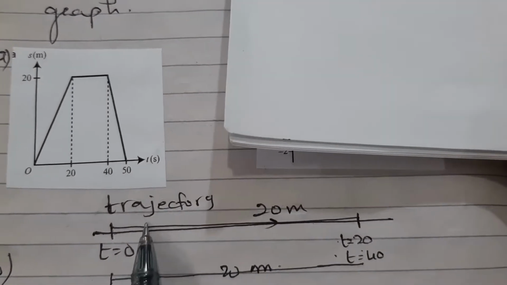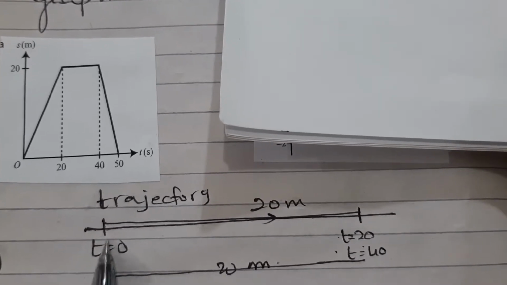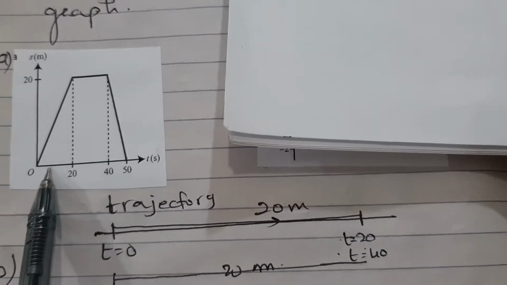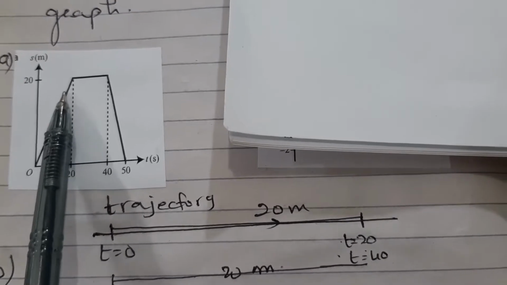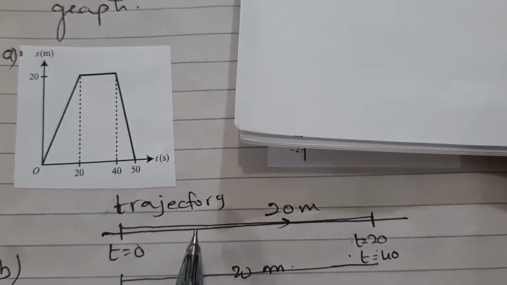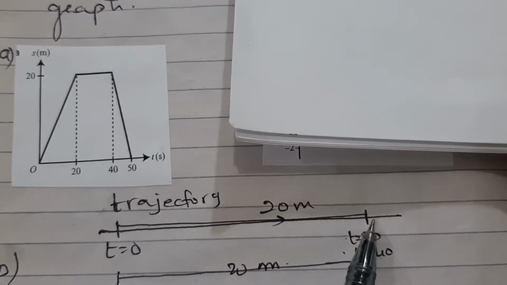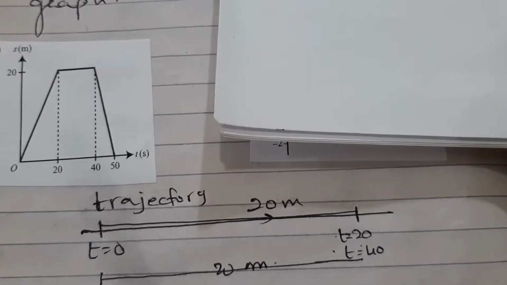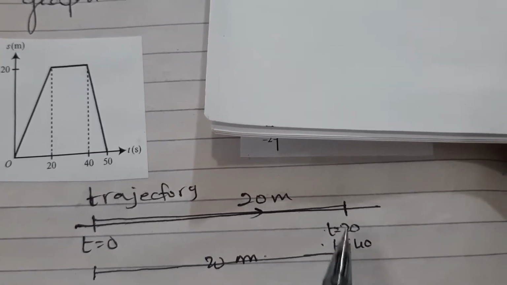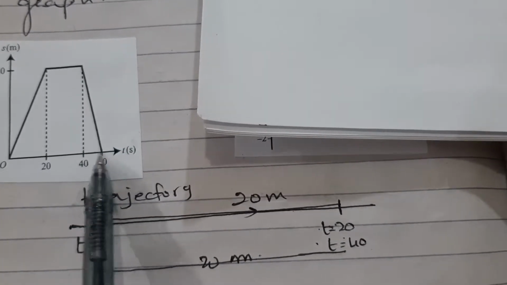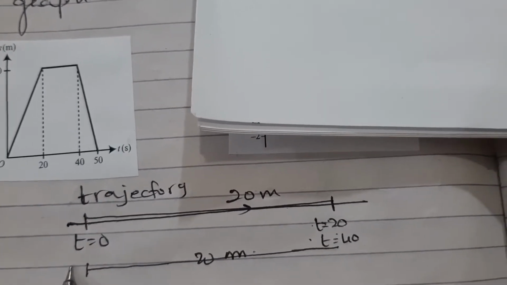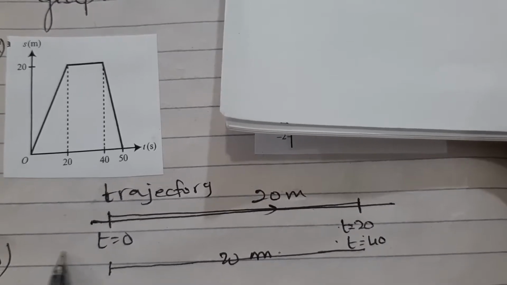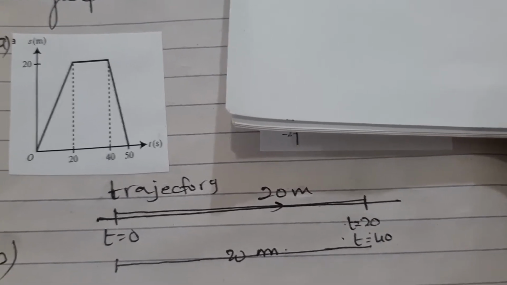Okay, so trajectory means at time t equals 0, the object starts moving in the right hand side direction. It starts moving with a constant velocity for 20 seconds. So it is going here for 20 seconds and it has covered 20 meters. Then it is stopped for 20 seconds. So it takes a rest. And then it is coming back to where it started, which is here. And again the same 20 meter distance is covered. So after 50 seconds, it is back to the place from where it started.